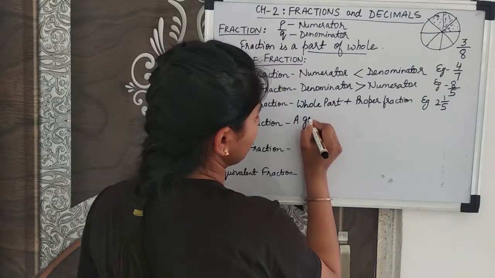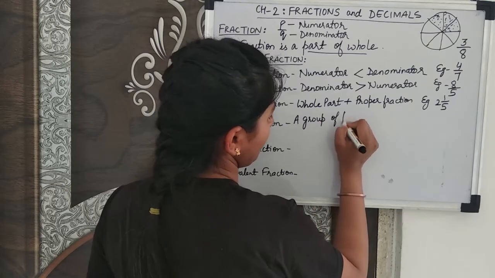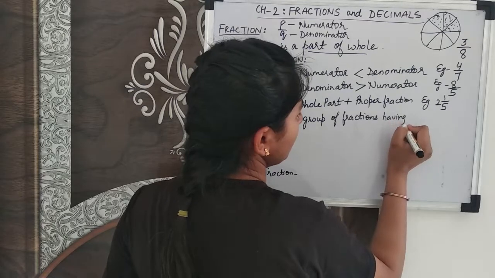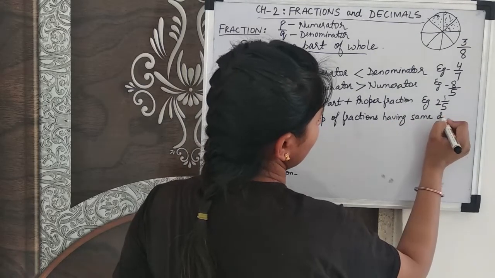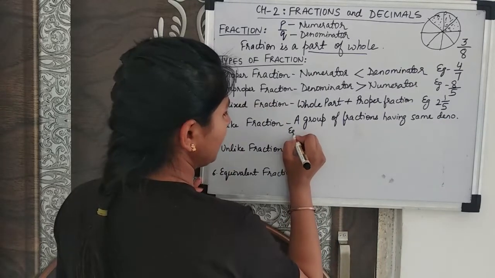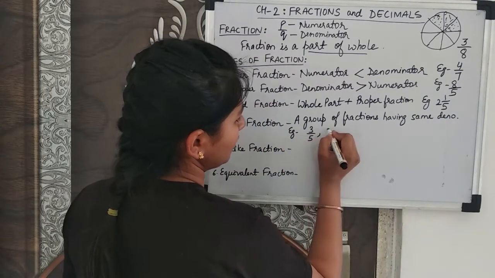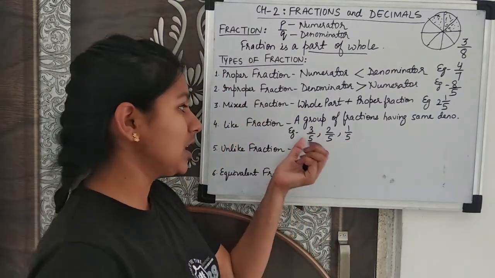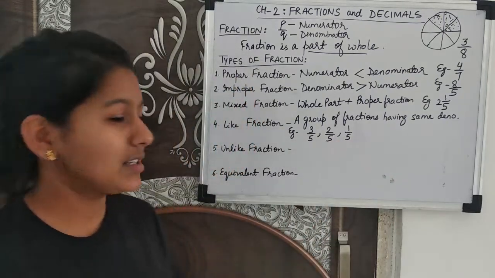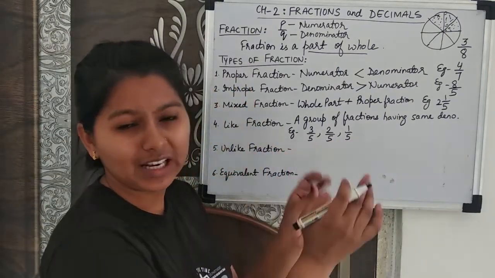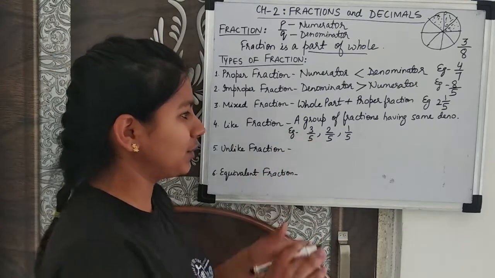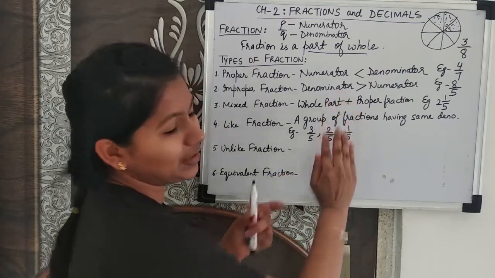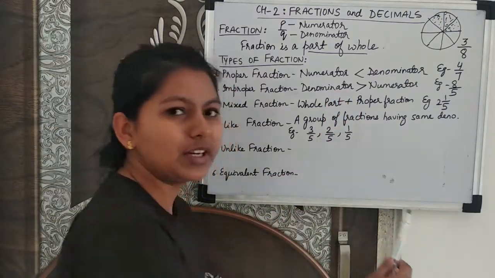So a group of fractions having the same denominator. For example, you can see 3 by 5, 2 by 5, 1 by 5. This is a group of 3 fractions in which all 3 denominators are the same. So they form a group of like fractions. If supposedly only 3 by 5 is written, then how can I say whether it's a like fraction or unlike fraction? I have to compare it with some other fraction.